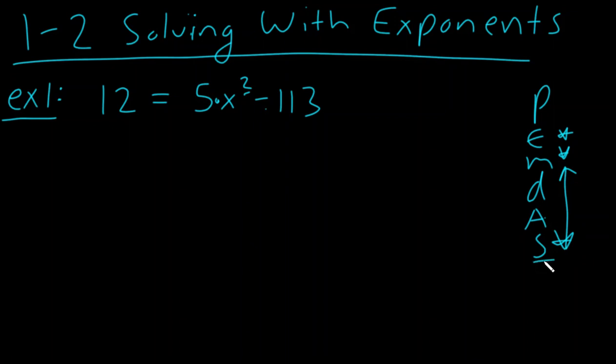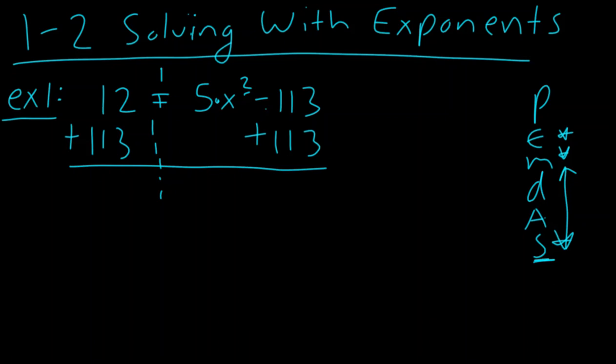So the first thing we have starred is the subtraction. And you ask yourself, how do I get rid of subtraction? What is the inverse of that operation? So of course we are going to add 113. Now once again, when these get more complicated, students get confused. Draw this little wall through your equal sign so you know if we add 113 to the right, we have to add 113 to the left. And so 12 plus 113 will give us 125 is equal to 5x squared.